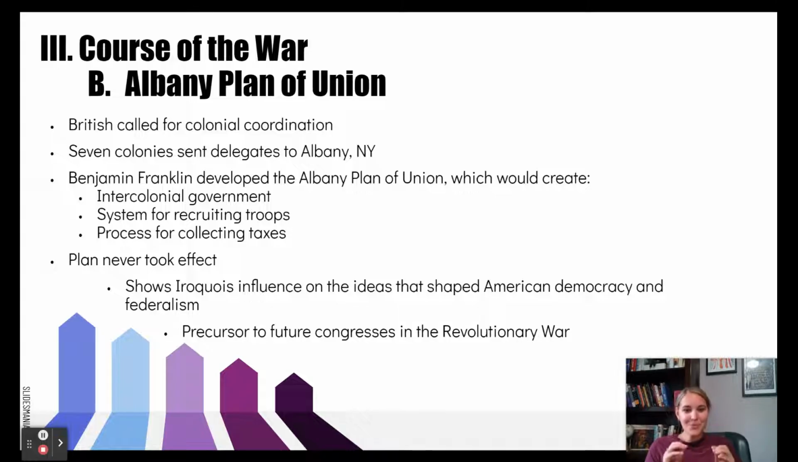However, they miss the important factor here that this plan was developed with their Iroquois allies. And it shows how the Iroquois confederation, their system of alliances with other Native American tribes, shapes values and ideas about American democracy and federalism that show up in the Revolutionary period as well. And so that's a really important thing to note.